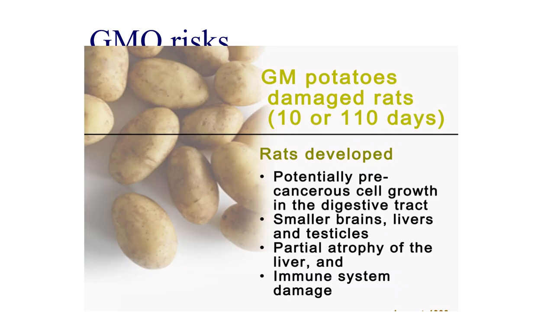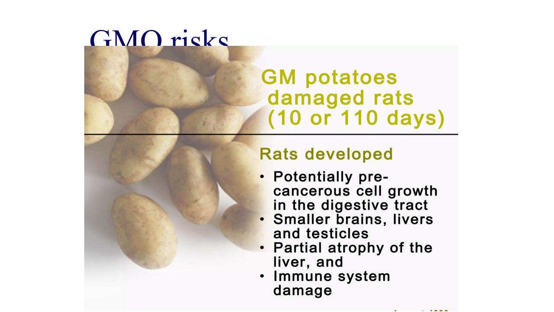So let's look at some risks that occurred with GMOs. Even after testing, not enough tests were made. And that's why these days we're more thorough in our testing. So these potatoes that were GMO'd for something, when rats were fed them, they got a higher incidence of cancer and immune system issues as well.